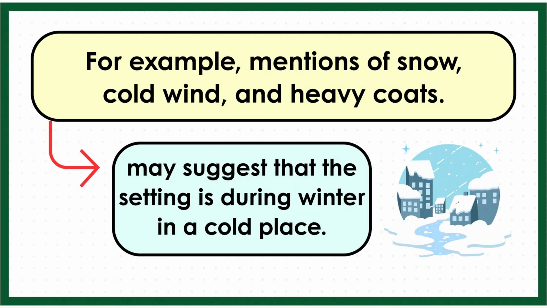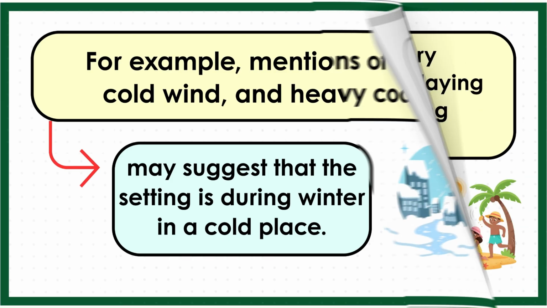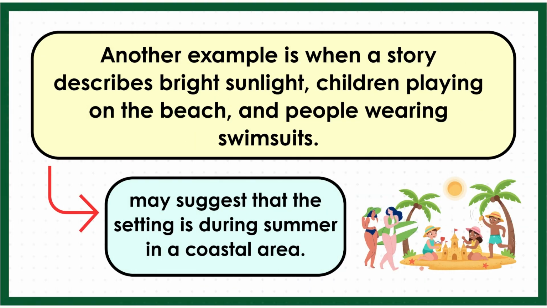For example, mentions of snow, cold wind, and heavy coats may suggest that the setting is during winter in a cold place. Another example is when a story describes bright sunlight, children playing on the beach, and people wearing swimsuits. This may suggest that the setting is during summer in a coastal area.